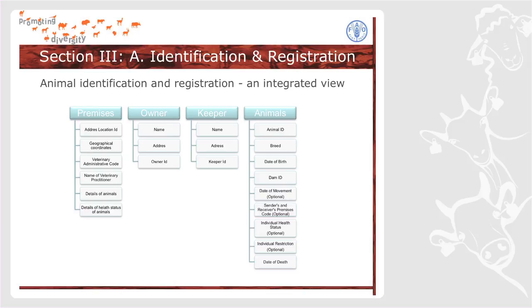We have the premises register, the owner register, the keeper register, and the animal register. And you can see all the types of data that have to be inserted, or may need to be inserted, in each register, like location address and geographical coordinates for the premises, the name, address, and ID of the owner, etc., and for the animals, animal ID, breed, date of birth, dam ID, etc. So this is just an example of the type of data that the register may contain.